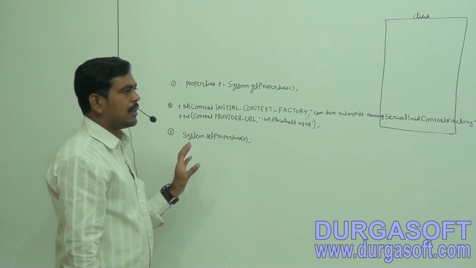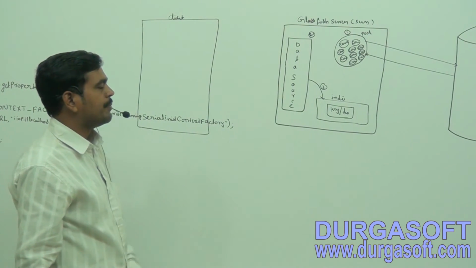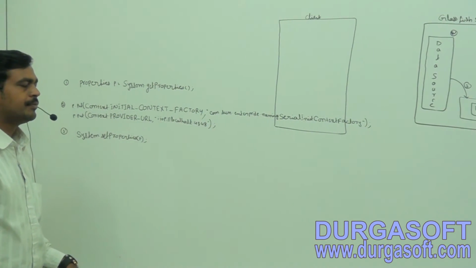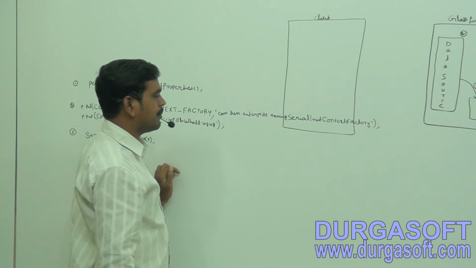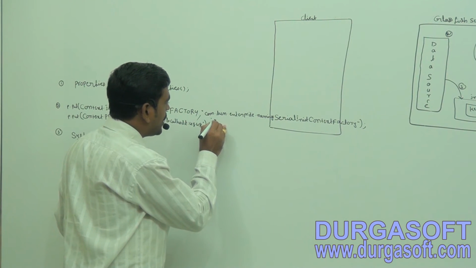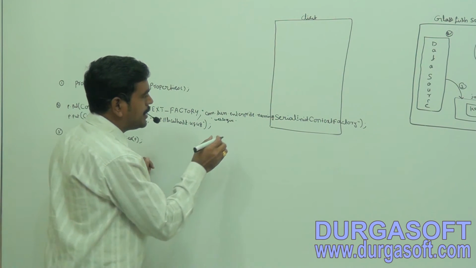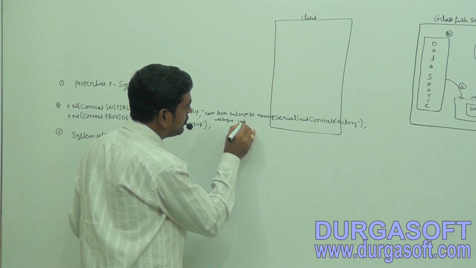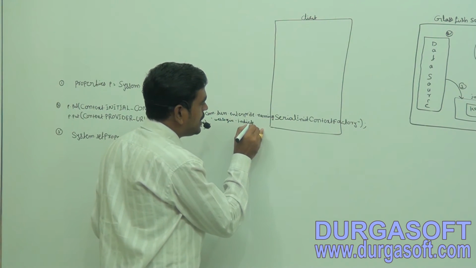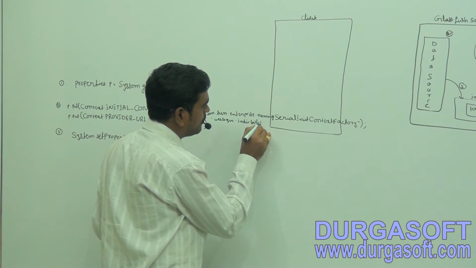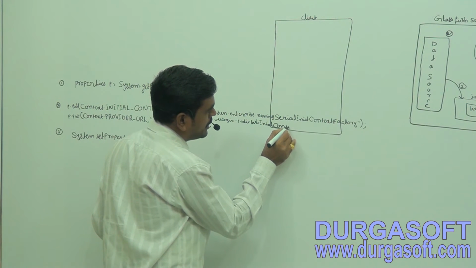Assume that we are using the WebLogic server here. Whenever we use the WebLogic server, these properties are going to change. For example, for the WebLogic server, the key is the same but the value is going to be different. What is the value? weblogic dot jndi dot WLInitialContextFactory.